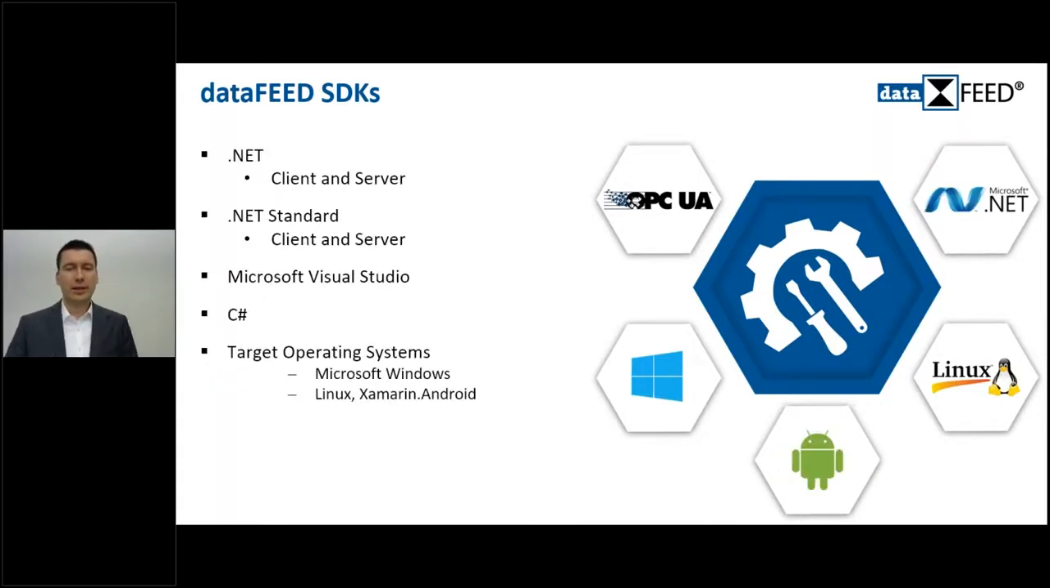Then for the .NET, we have a .NET client and server. This .NET, as you may know, is obsolete because it was discontinued by the foundation, and they said they would like to continue with the new .NET Standard. Therefore, we also have a .NET Standard client and server. The basic .NET is only available for the Windows target operating system, and the .NET Standard is also available for Linux and Android, if you would like to develop an application whose target operating system is Android, for example.